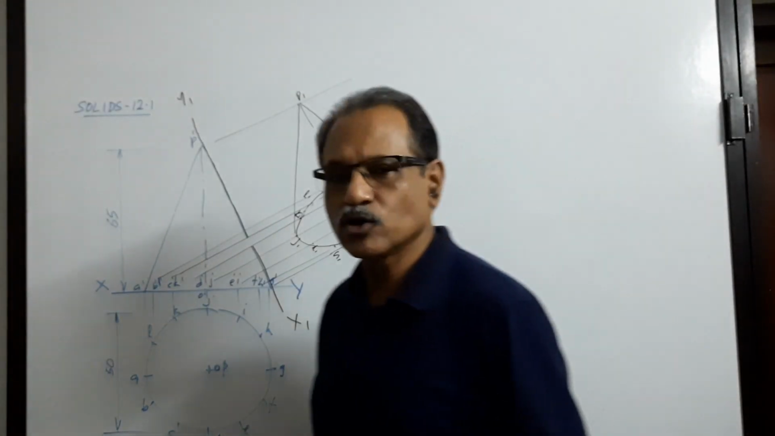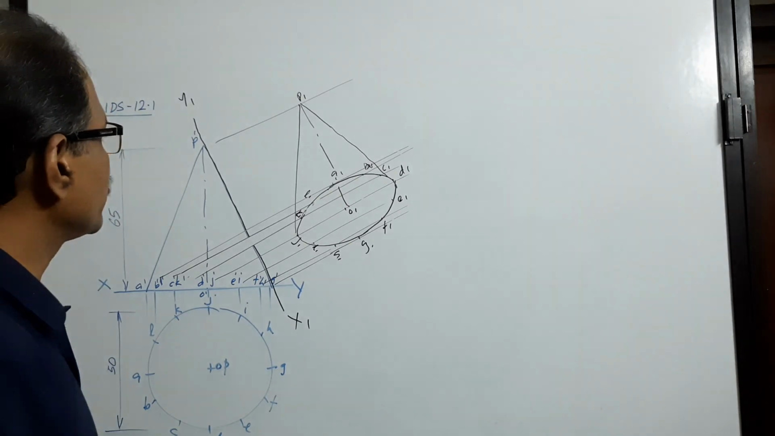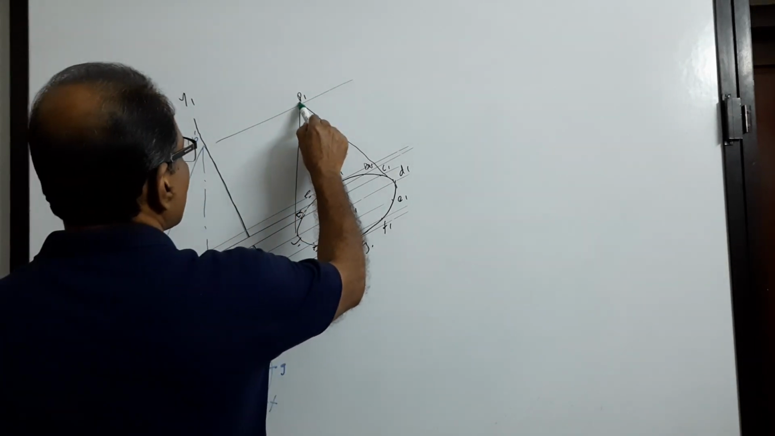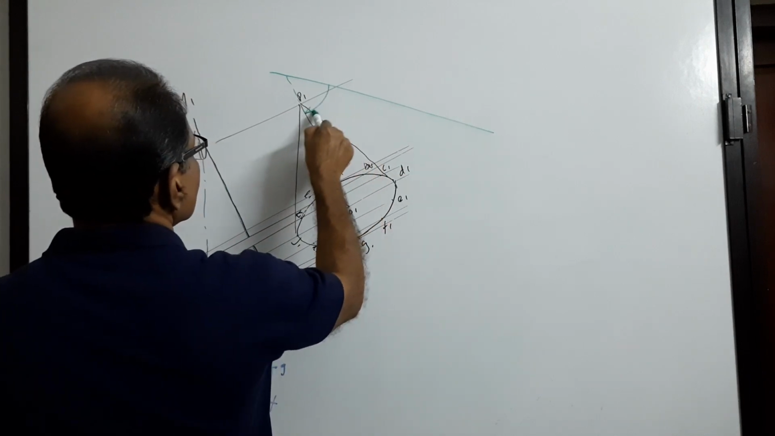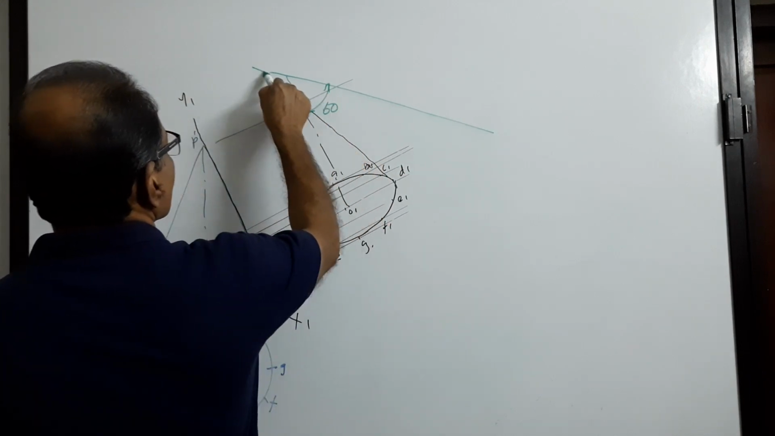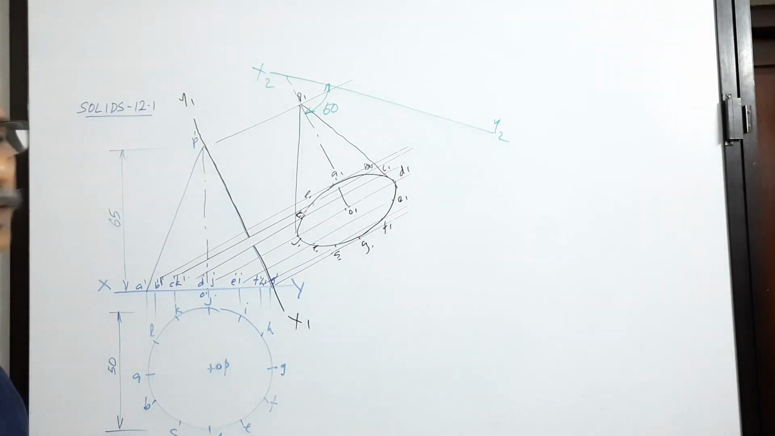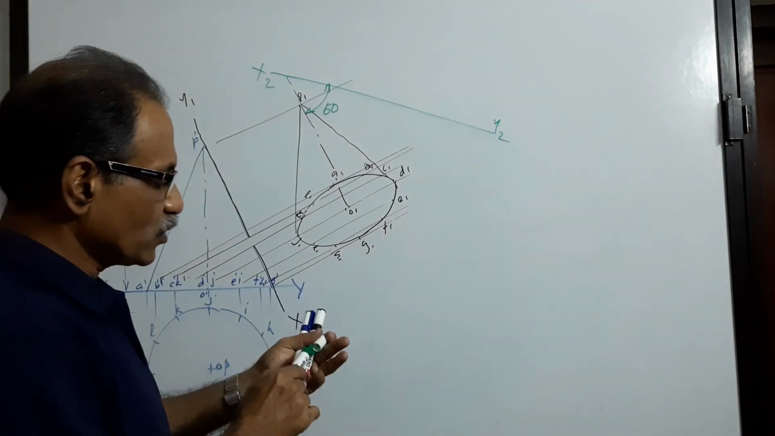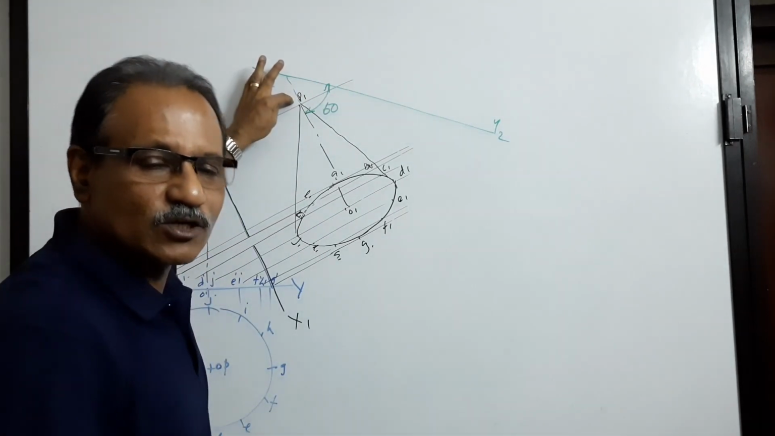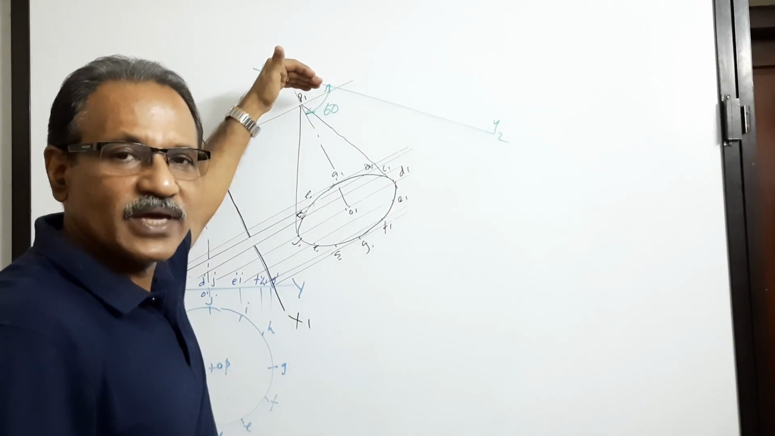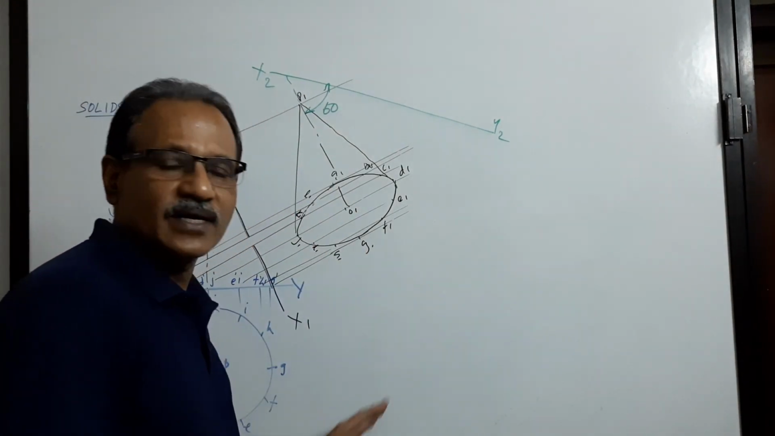What do we do? We have to draw a new x1 y1, which we call x2 y2. Where is it? Extend the plan of the axis and at 60 degrees draw x2 y2. This x2 y2 is drawn nearer to the apex because the question says the apex is nearer to VP. If the base were nearer to VP, we would have extended it and drawn x2 y2 here.